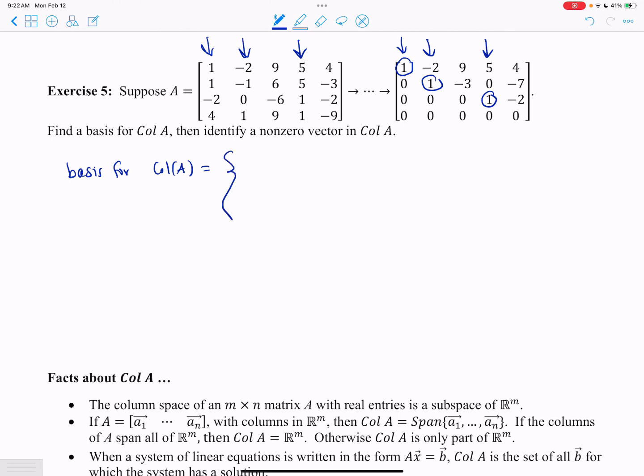And keep in mind the basis is a set of vectors, so it's a finite set of vectors. Even though the space itself is infinite, the basis is a finite set.